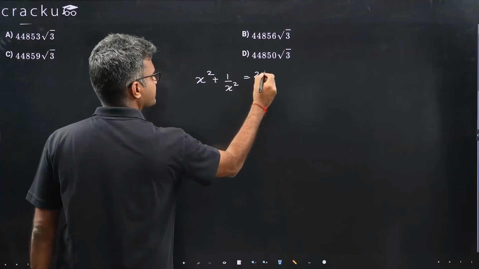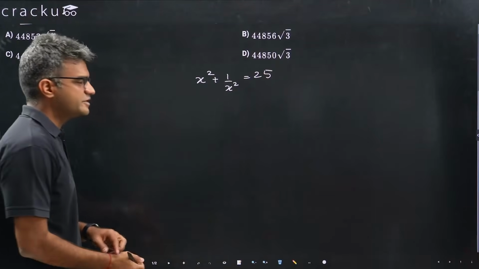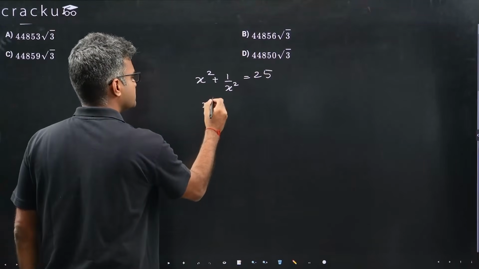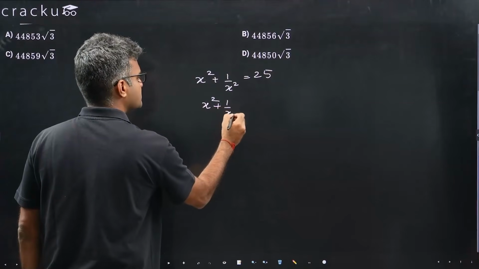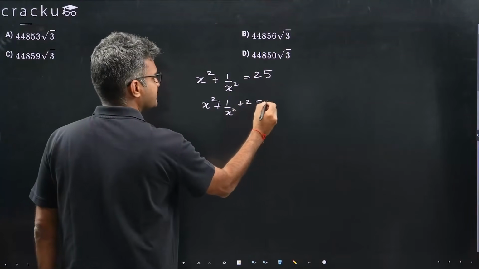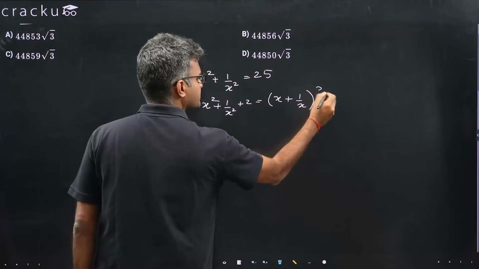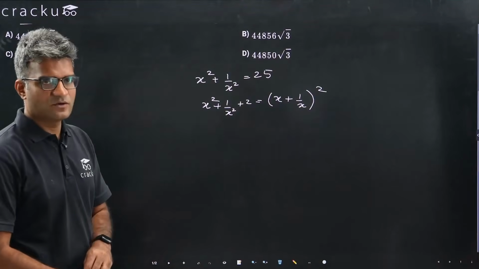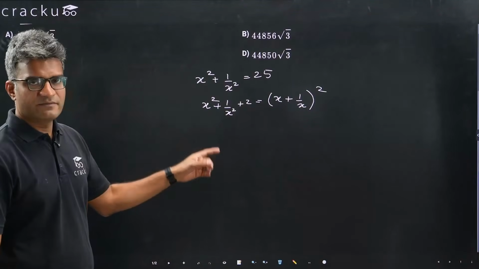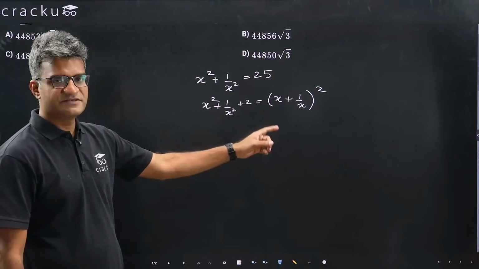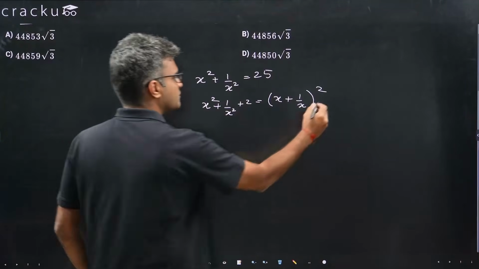this is equal to 25. So we should try to figure out what is the value of x plus 1 by x first, because x square plus 1 by x square plus 2 is the value of x plus 1 by x whole square. Because what is x plus 1 by x whole square? It is x square plus 1 by x square plus 2 times x into 1 by x, which is equal to 2. This will be equal to 27.